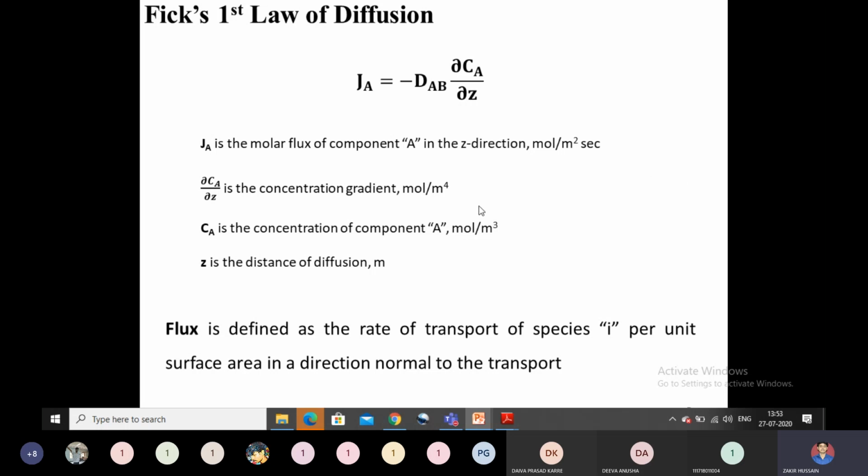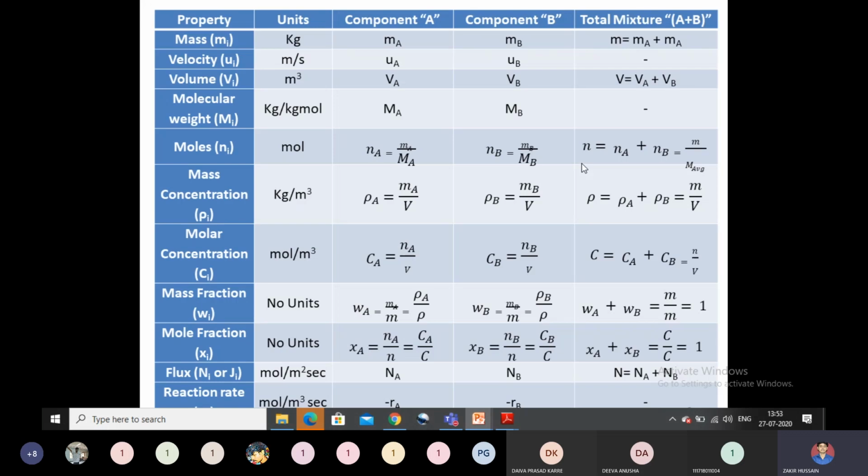You have to refer to units. The units are very important. So flux, we can say, is nothing but the rate of transport of species I per unit area, in the direction normal to the transport. Rate is mole per second, per unit area means meter square. So we can define flux from the unit system: flux is mass transfer rate, or mole per second per unit surface area, which is meter square.